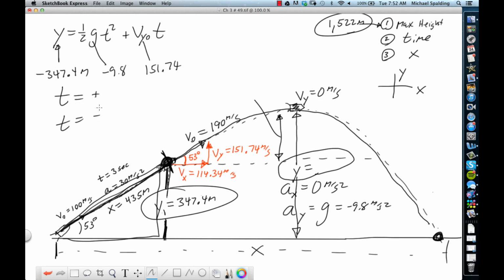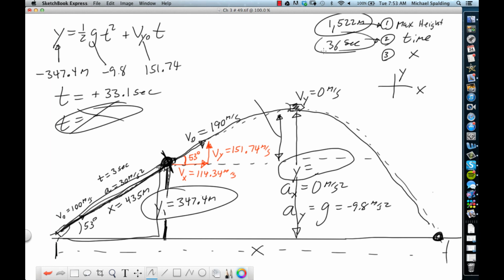Which one is not the answer? The minus one is not the answer. You can't have negative time. And so the positive one comes out as 33.1 seconds. That's the time from when the rocket's engine dies to when it hits the ground. So what will the total time be? You have to remember to add the 3 seconds. So the total time is about 36 seconds.